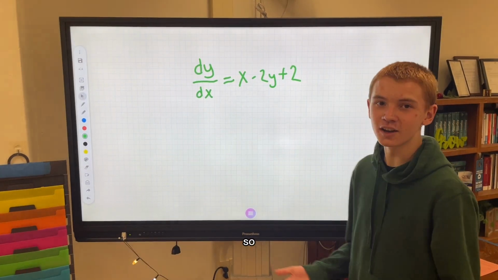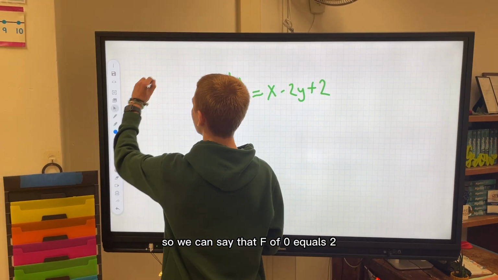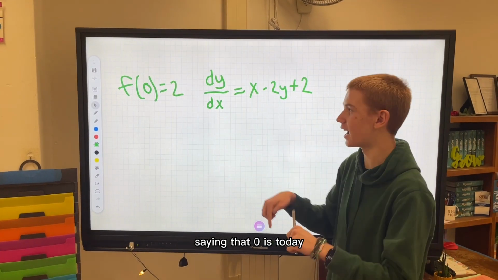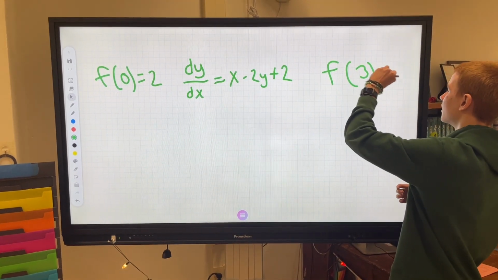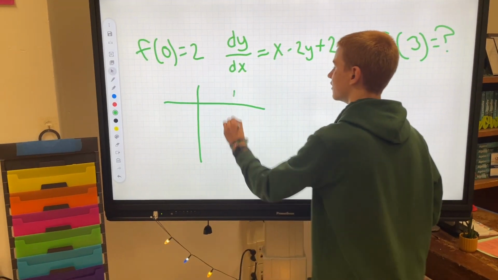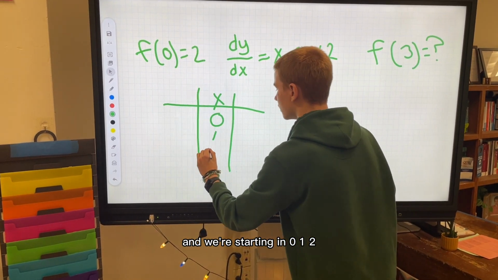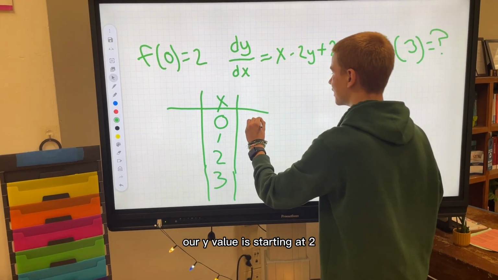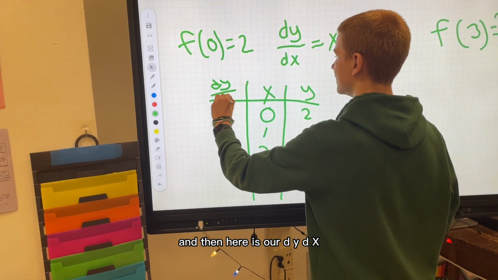Well, let's see. So, today, 2 inches snowed. So we can say that f(0) equals 2, saying that 0 is today. Now, we're looking for f(3). That is the question. So, what we're going to set up is a little chart here. First, we've got x's. Now we're starting at 0, 1, 2, and we're going to 3. Our y value is starting at 2. This is going to be our y value. And then here is our dy/dx.